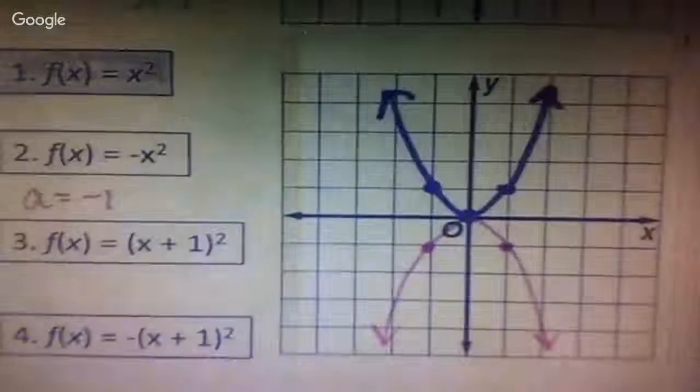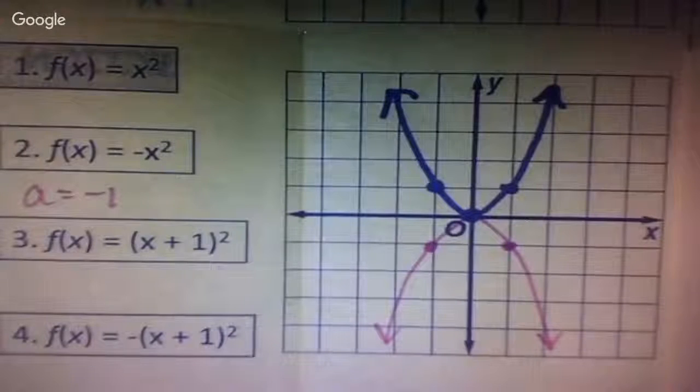Why did you put A? Because your a value is what's in front of x squared. Remember, A, B, and C: A is in front of x squared, B is in front of x, and C is by itself. That's H and K. We're in vertex form, not standard form. But your A value will always be the number in front of your squared term, and if it's outside like this, it would have a negative or a positive.